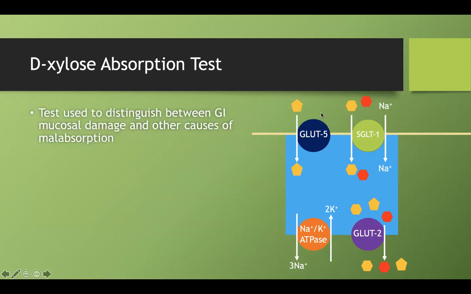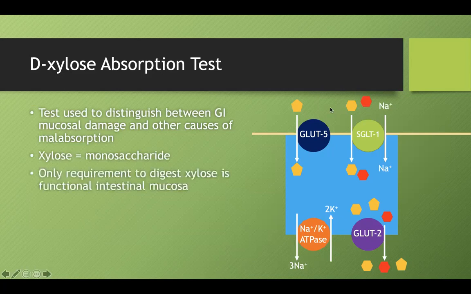So the d-xylose absorption test can be used to distinguish between GI mucosal damage or another cause of malabsorption. Let's just assume xylose is one of these monosaccharides. All you need to get this monosaccharide all the way into your bloodstream is an intact mucosa. So you just need this cell, basically. As long as this cell's working, you should have xylose being able to be reabsorbed, even if you don't have anything else going for you. So how they do this is they'll give somebody a load of d-xylose, and then they'll check their urinary d-xylose levels.